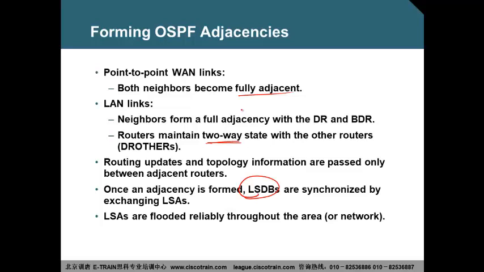So only with the DR does this synchronization happen. That is what is called adjacency. Full adjacency. But between the others, there is no adjacency, only neighbor. Just neighbor.